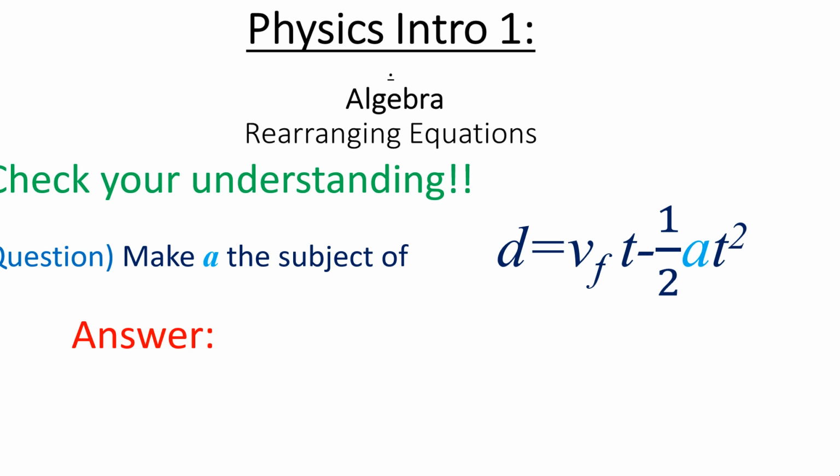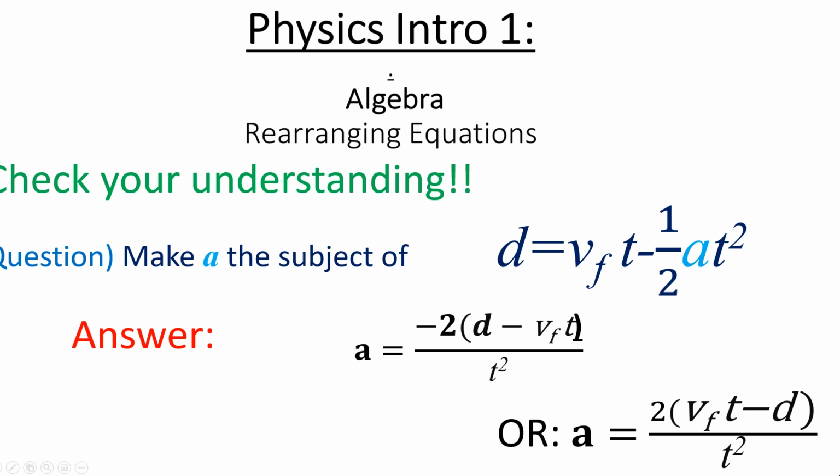Okay, have you got the answer? Okay, well, I'm sure you did the best you could, so here's the answer. A equals 2 times, in brackets, d minus vft over 2t squared. Alternatively, and this is exactly the same, just written a little bit differently, you could say A equals 2 times vft minus d over t squared. Either of these are exactly identical, and both of them would be accepted as a correct answer.